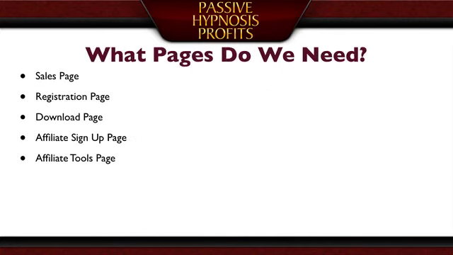The truth is there are a few pages that we're going to need. There are five basic pages that you're going to need to create. There are a few others that are optional, but I'm going to go through the five main pages, and then we're going to look at the optional ones in a later module when we're polishing off the final website.